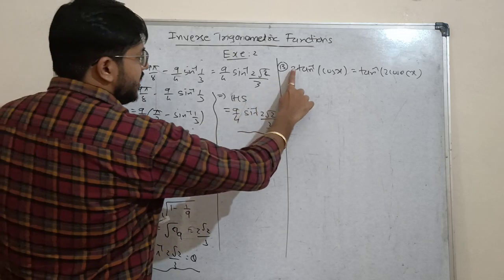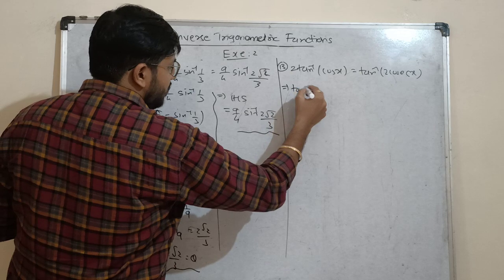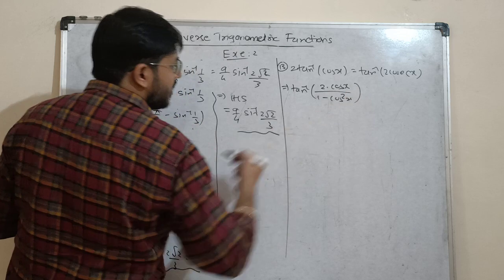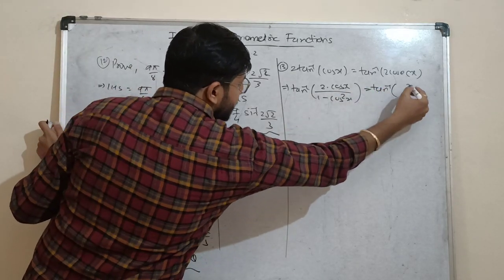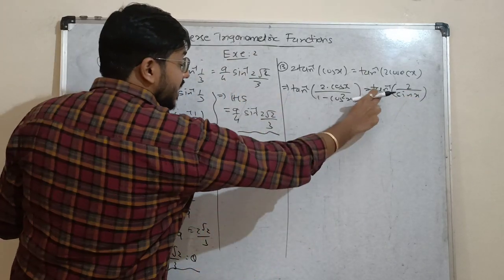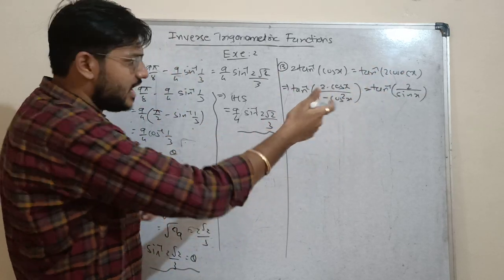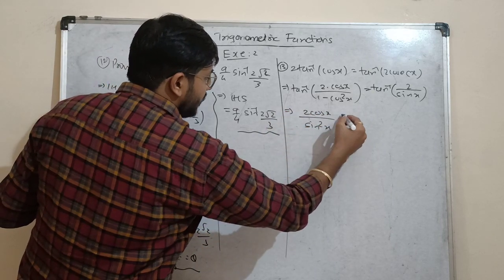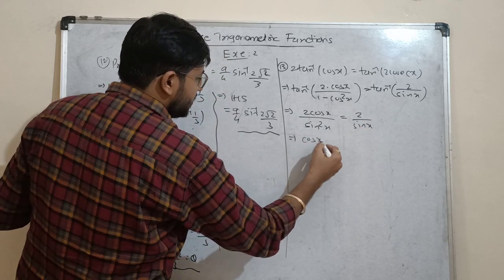So let us apply the formula that 2 tan inverse theta can be represented as tan inverse of 2 theta upon 1 minus theta square. And on the right hand side we can consider cosec x as 1 upon sin x. Now we can remove tan inverse from both the sides, as tan of tan inverse cancels. So it will be 2 cos x by sin square x equals 2 upon sin x. So 2 will be cancelled from both the sides.